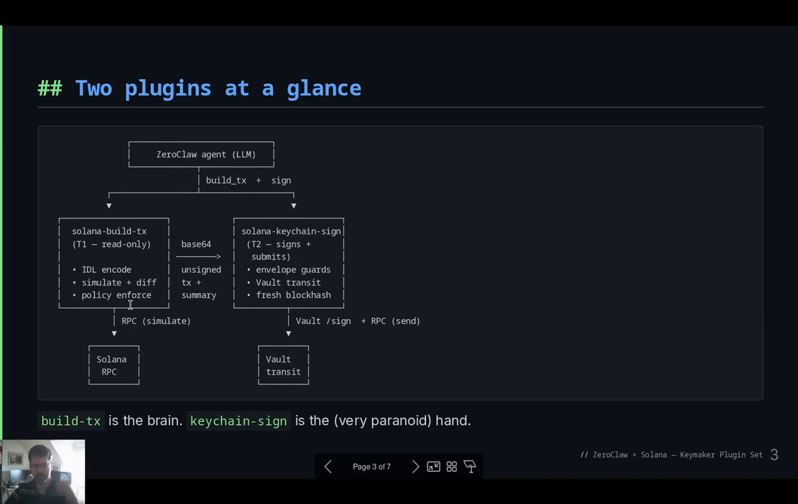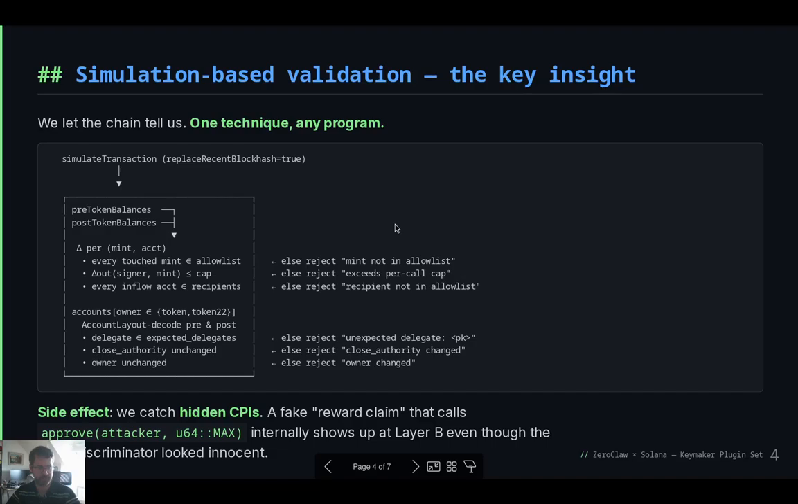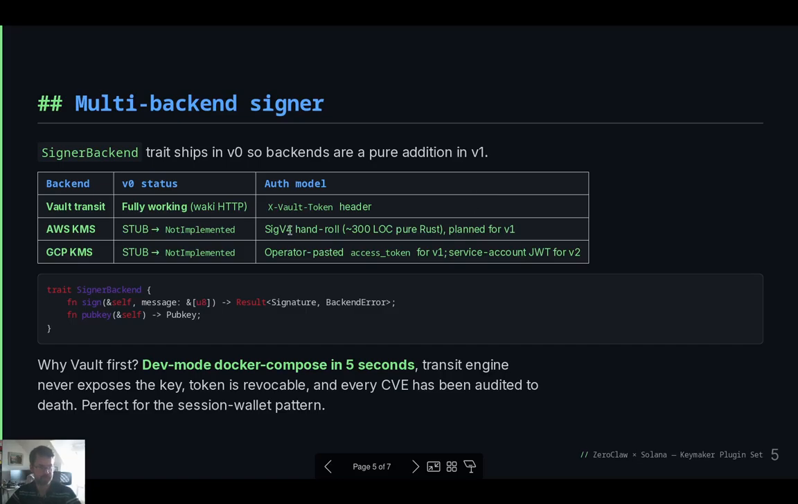That's like policy enforcement. And the other part is a separate plugin called Keychain Sign, which talks to different backends, in our case HashiCorp's Vault, to take care of the transaction signing. So, as I mentioned, we are simulating, figuring out what change our transaction causes, and running our policies against that. Secondly, we have a signer backend, currently fully implemented. This is the HashiCorp Vault transit. There are stubs for 2 more, and we can extend this even further. It's quite easy to build anything in there.